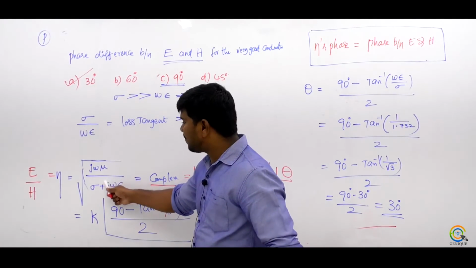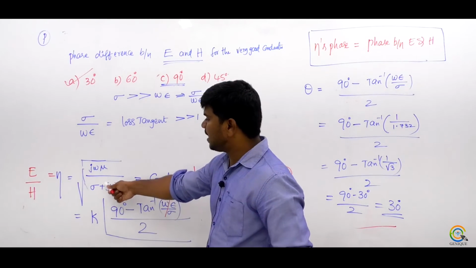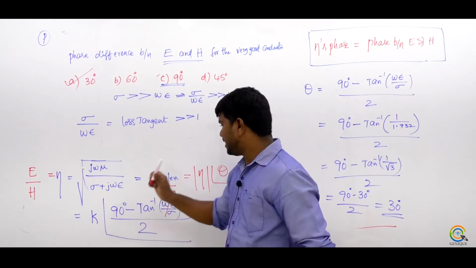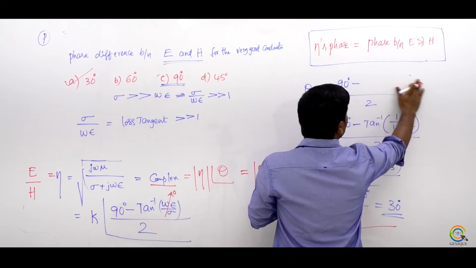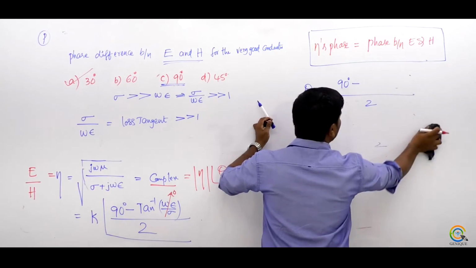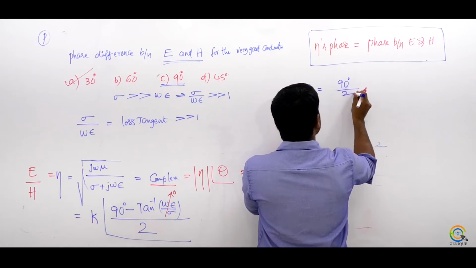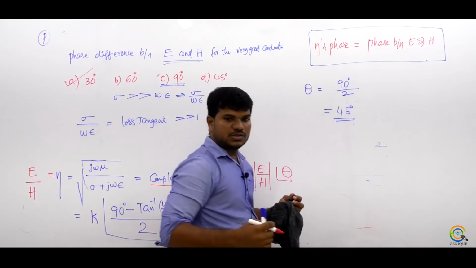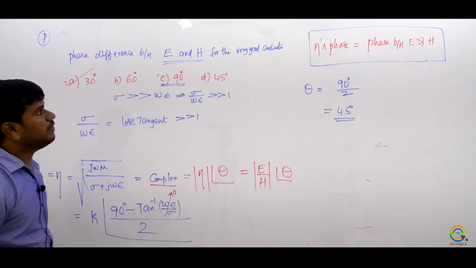Or otherwise you can also approximate this. You can write only sigma, because sigma is more when compared to omega epsilon. So you will get 90 degrees, 90 divided by 2. So now what about this? This is 0 divided by 2. What is the answer? The answer will be 45 degrees. So this is the phase difference between E and H for the very good conductor.